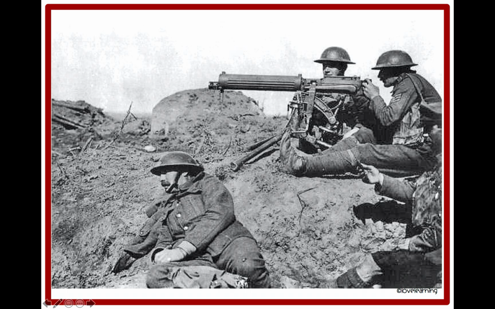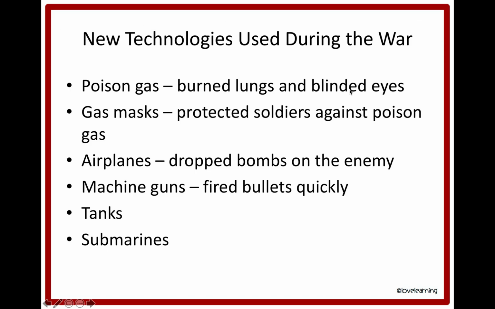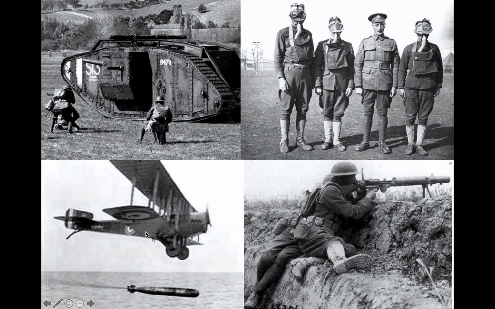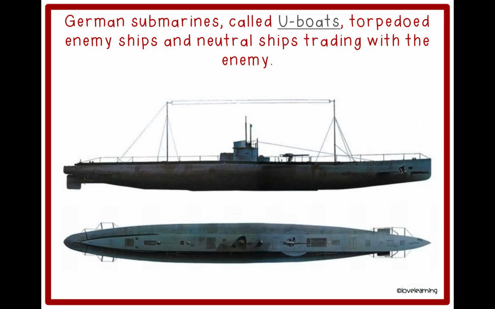Here's your machine gun. All right, that's going to be a new type of technology. You've got poison gas, gas masks, airplanes, machine guns, tanks, and submarines, right? That's going to be how they're going to be fighting in this particular war. All right, so the submarine is the U-boat, the German U-boat. That's going to be the big enemy of this war. Torpedo ships would send torpedoes into enemy ships and blow them up without us even knowing that they were coming. Really, really scary stuff here, friends.